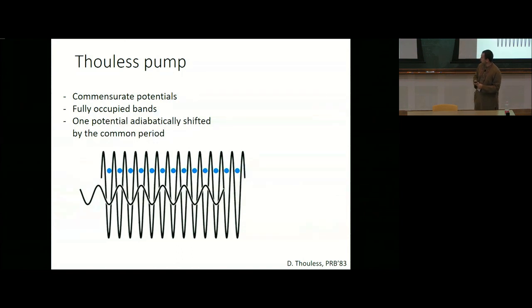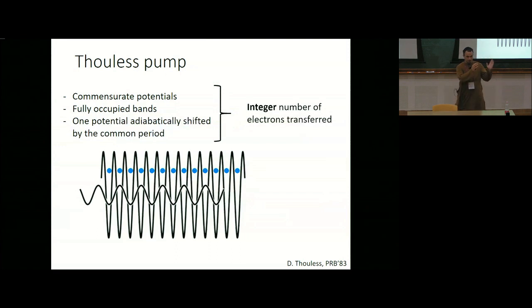That is not very surprising. This one is small. Nevertheless, I transferred 2 electrons, and my system is back to what it was. The total potential is back to what it was. So I can think of this as an adiabatic pump. What Thouless showed is that whenever my system satisfies these conditions, the number of electrons I transfer when I shift one of the potentials by the common period must be an integer.